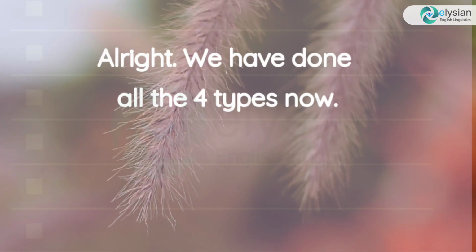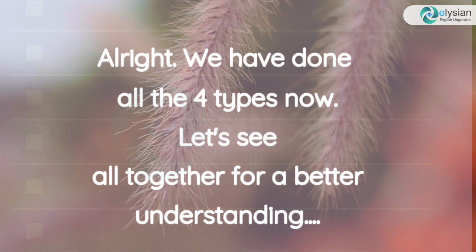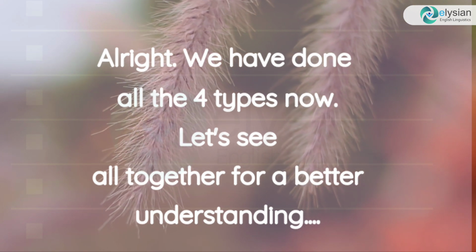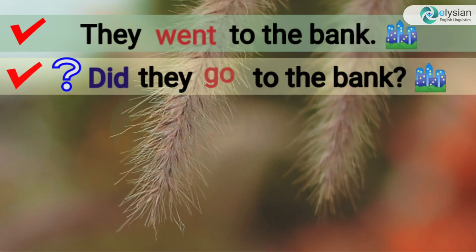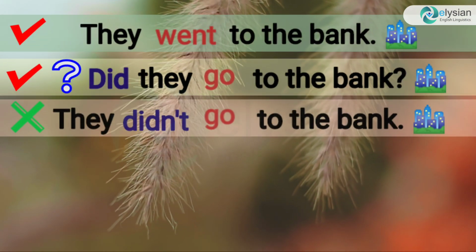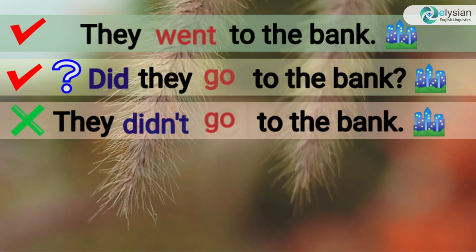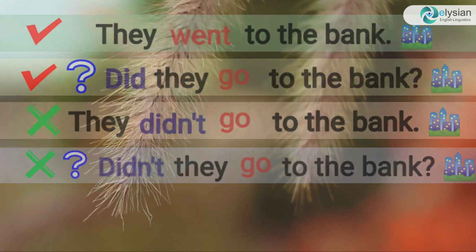Alright, we have done all the 4 types now. Let's say all together for a better understanding. They went to the bank. Did they go to the bank? They didn't go to the bank. Didn't they go to the bank?